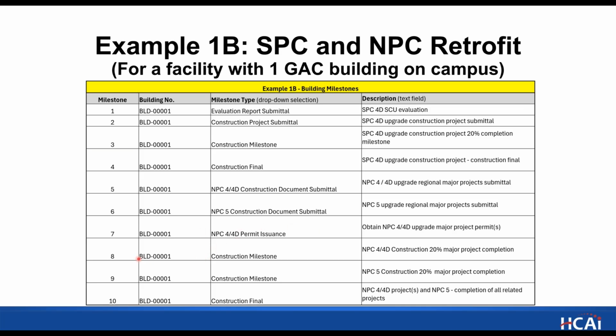And then milestone number 8 is construction milestone for NPC 4, the 20%, construction milestone for the NPC 5, 20%, and construction final. And this one's a little special. This has the NPC 4 project and NPC 5 project kind of smushed into one. And in this case, you would select the last date of those. So whichever project is going to finish last, put that date on this milestone. And that's how we're recommending you fit all those projects into one if you only have one building on your campus and are doing all 3 of those retrofits.